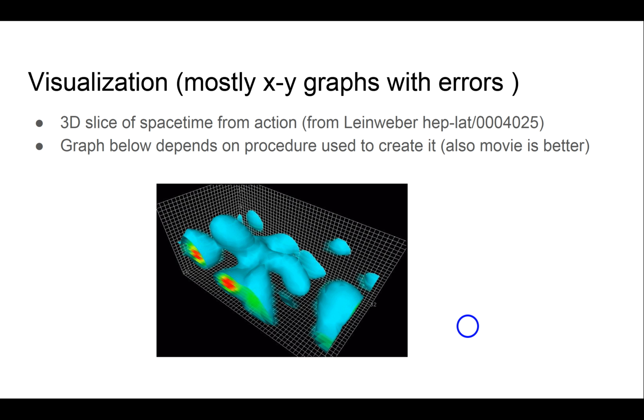Okay, so we don't really do that much visualization in lattice QCD. Obviously, scientists will mostly do XY graphs to show, say, the proton mass as a function of lattice spacing or volume. This is a plot you'll sometimes see. This is a 3D slice of 4-dimensional space-time. This is actually the action, and the different colors are different values. The problem with this is that it's not clear how to connect it to, say, the mass of the proton. It also depends on the procedure used to generate it. So they're kind of pretty, but we're still not effectively using these things to do qualitative physics.